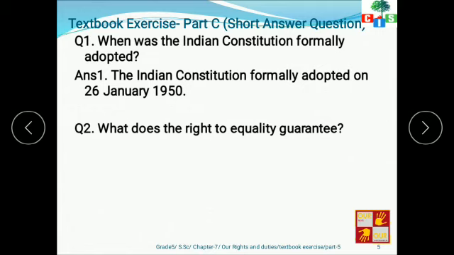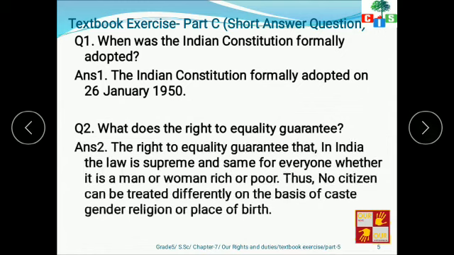The right to equality says that the law is supreme, and in the eyes of the law, every citizen is equal, whether it is men or women, poor or rich, all of them are equal. Okay, so what is the answer? The answer is the right to equality guarantees that in India, the law is supreme.